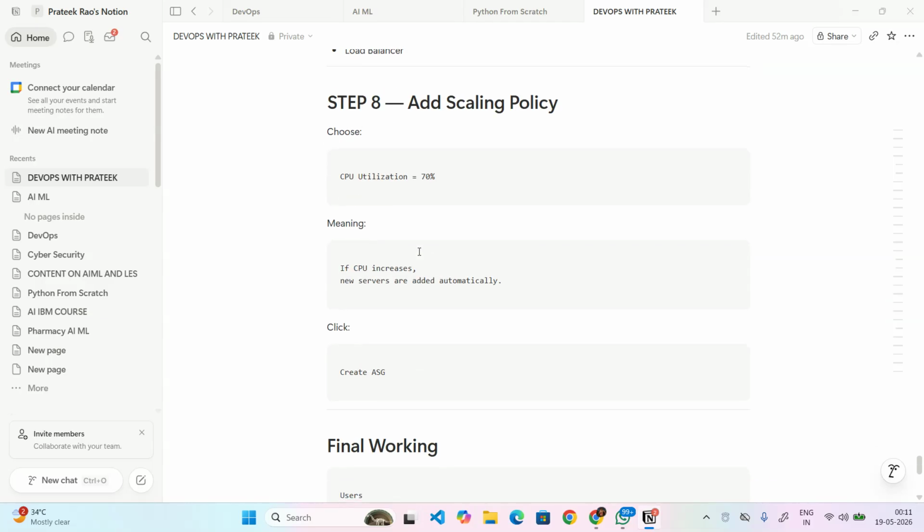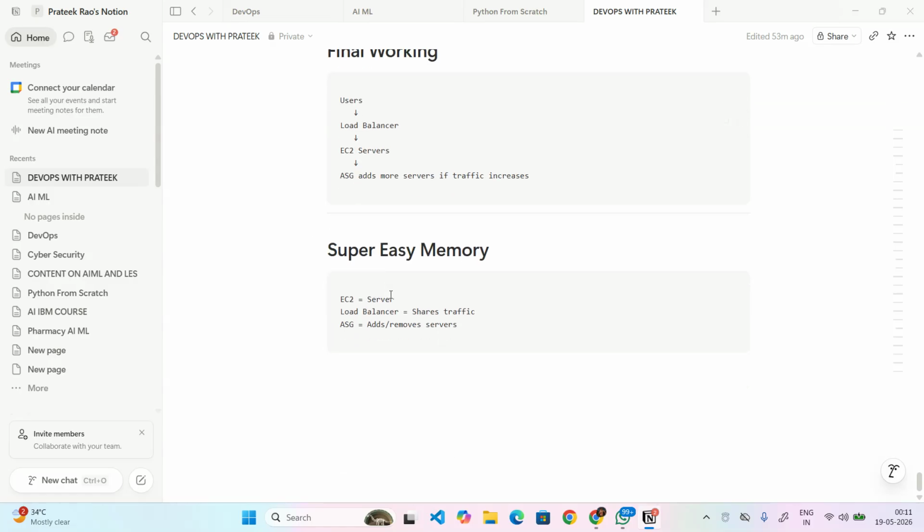Add scaling policy. A policy is nothing but very simple. Whatever the CPU utilization, we are going to set a certain threshold. Suppose suddenly my CPU utilization increases, we need to increase the servers, guys. So this is the way, this is the practical. It is very easy. Go with the AWS console and you can create it.